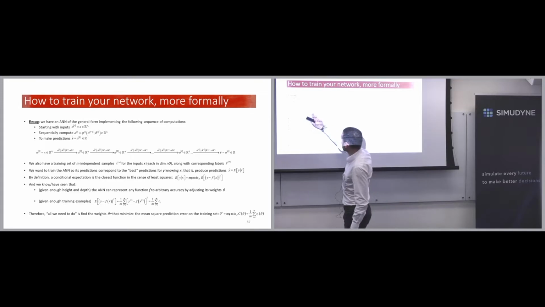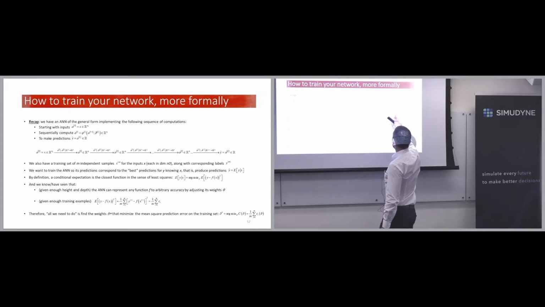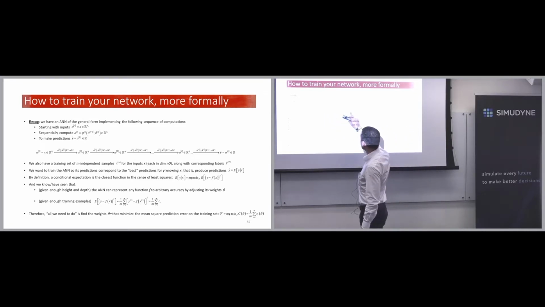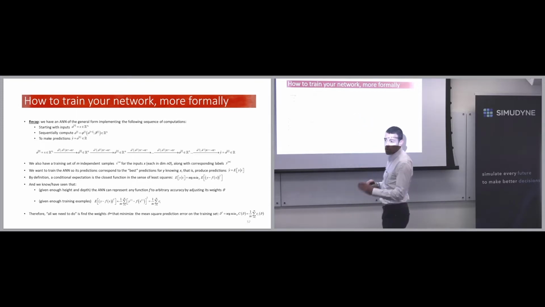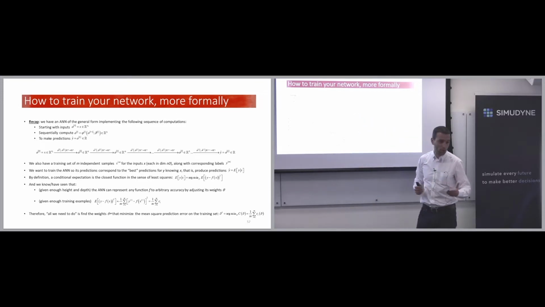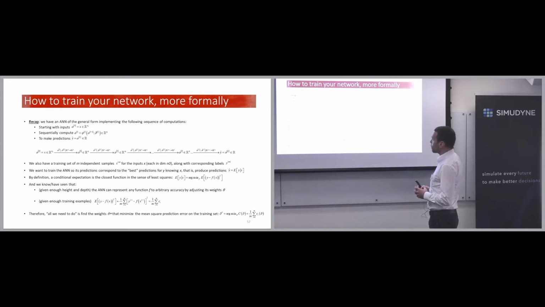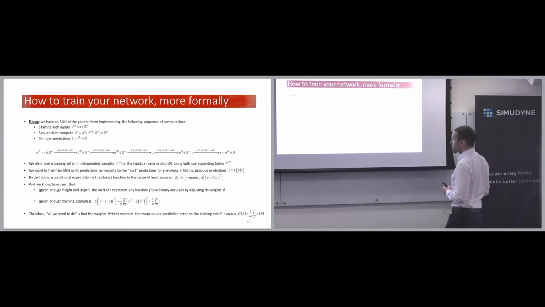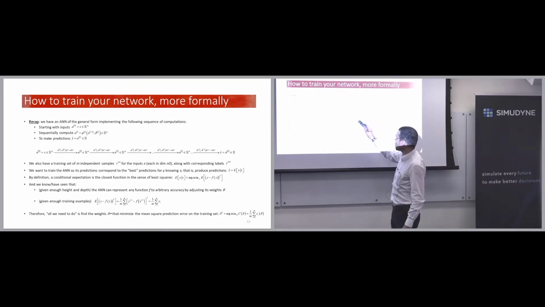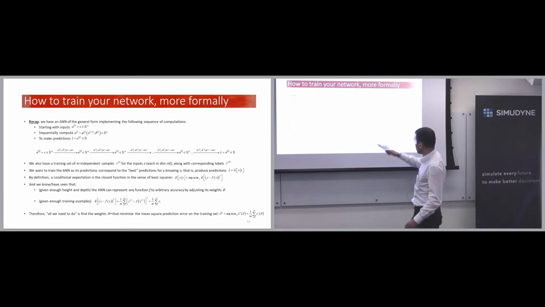So this is exactly the same visualization I had on the previous slide, except that here I made the parameters theta_l explicit. I'm sorry you can't see much on the screen, but you can see it on your slides. This here is phi_L parameterized by theta_L. We also have a training set of m independent samples, x_i, for the inputs, each one a vector in dimension n_0, along with the corresponding labels y_i.